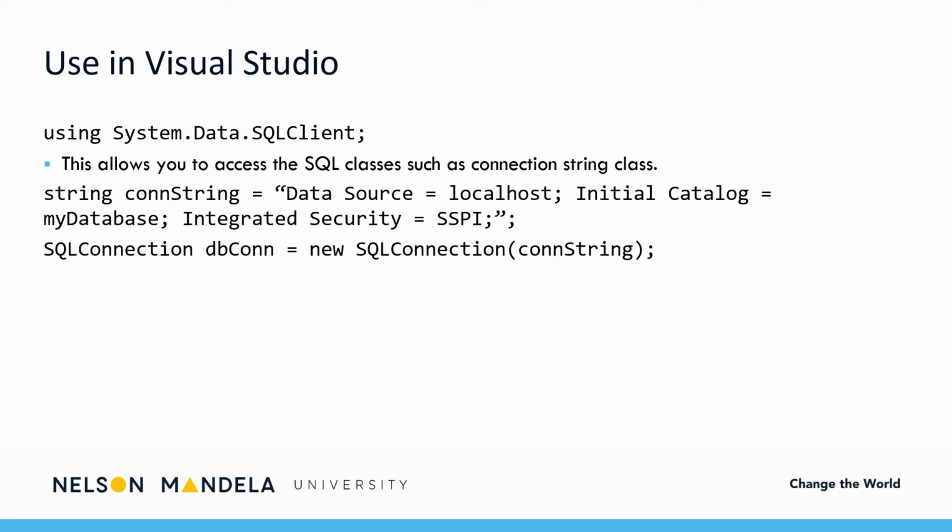Now we said that you need an SQL connection. Your SqlConnection is the class that is responsible for connecting to a database. The SqlConnection is going to take a connection string as its parameter, and it's going to be passed there so that you can use it.